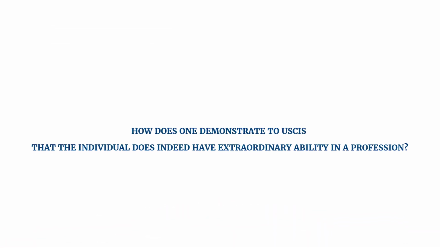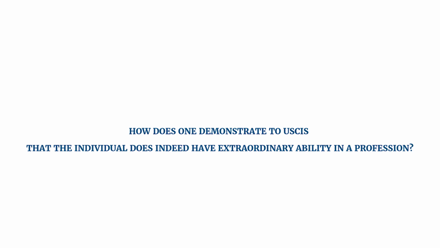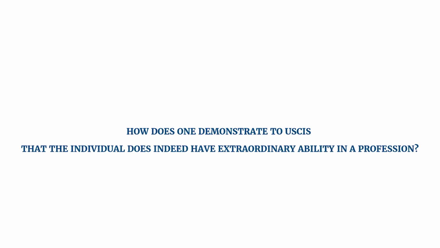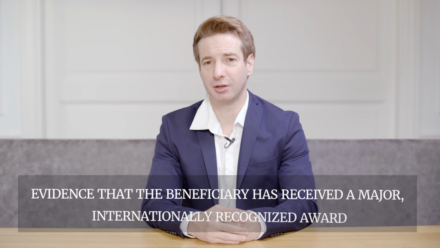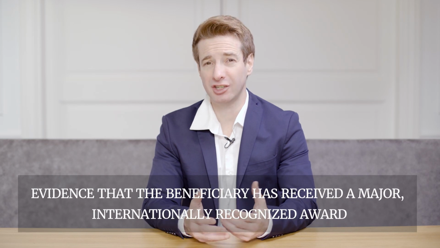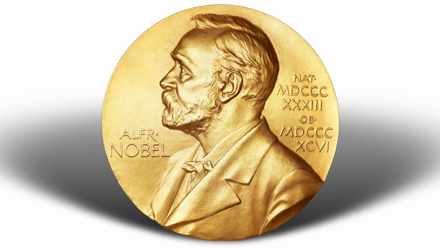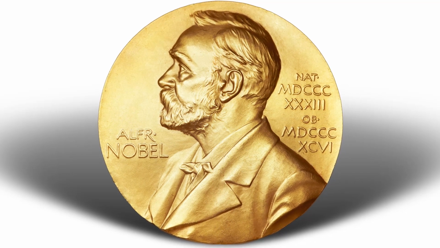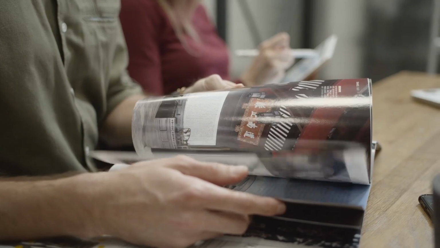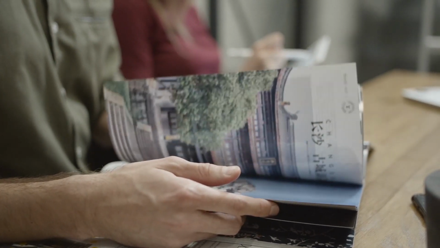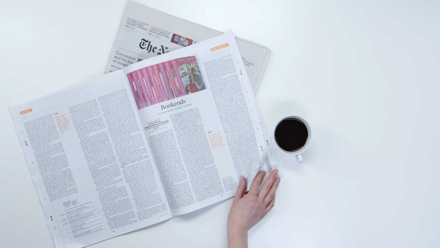The question becomes, how does one demonstrate to USCIS that the individual does indeed have extraordinary ability in a profession? There must be evidence that the beneficiary has received a major, internationally recognized award, such as a Nobel Prize, or evidence of at least 3 of the following items. Published material in professional or major trade publications, newspapers, or other major media about the beneficiary and the beneficiary's work in the field for which classification is sought.